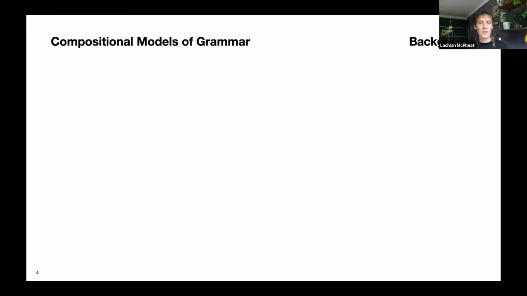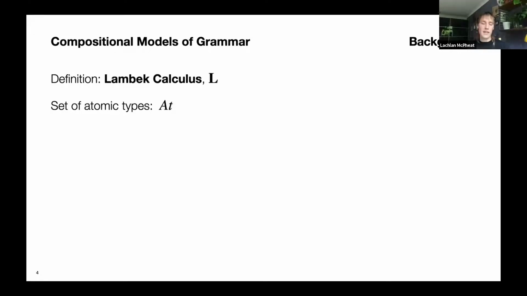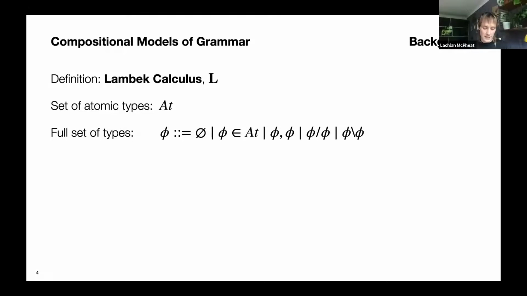So let's start with compositional models of grammar. Just a word of warning, there's lots of models you could choose. We work with the Lambek calculus. To define a Lambek calculus, initially you define some set of atomic types denoted At. From this, you generate all types of the calculus. The way you want to read this is that a type phi of the Lambek calculus is either empty, it can be atomic, it can be a concatenation of two types, or a forwards fraction of two types, or a backwards fraction of two types. And as the talk evolves, this notion of fraction will become clearer and clearer.